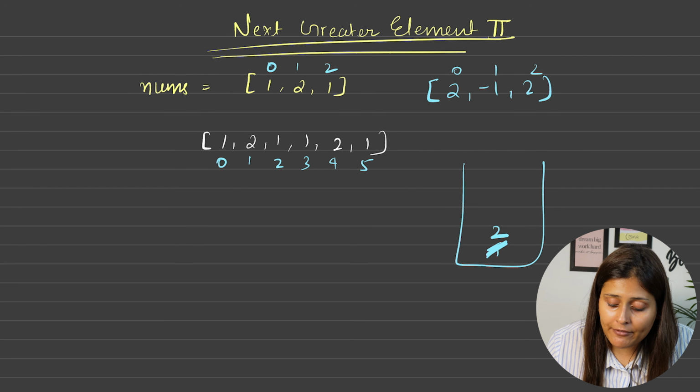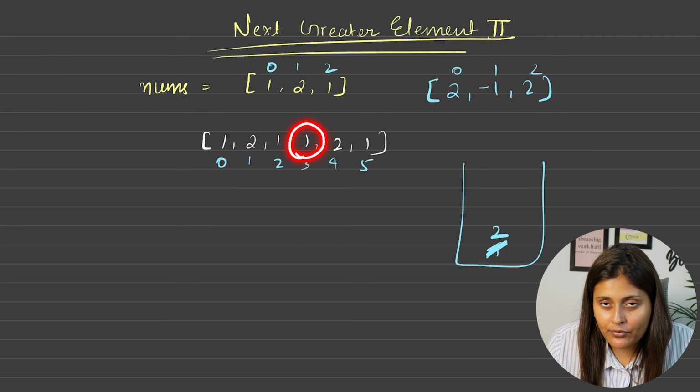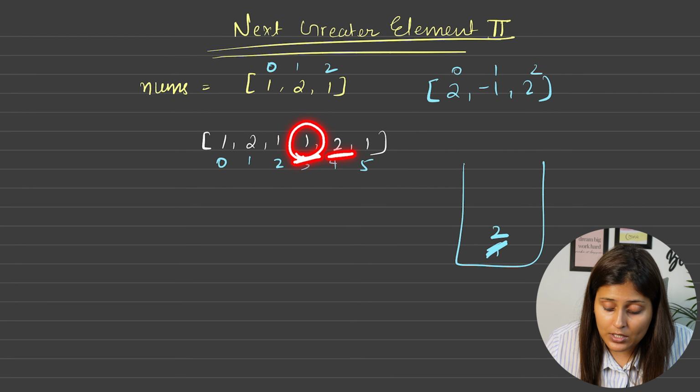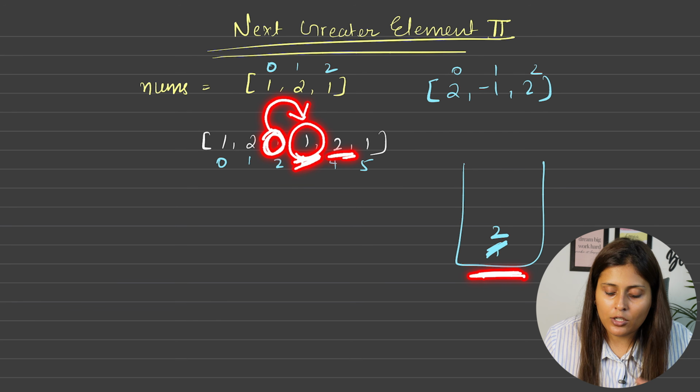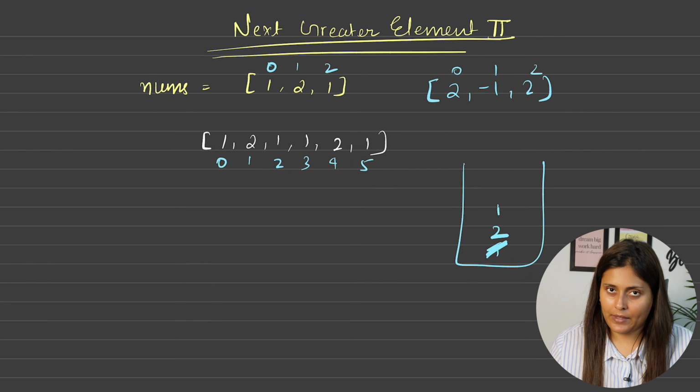Now next time when we find 1, definitely we got 2, yes, but as this 1 is smaller, we don't know. Suppose here we have 0, then for 0 definitely 1 will be the greater, 2 won't. So even though 1 is lesser than the stack top element, it can be my answer, so we will simply put it in the stack.